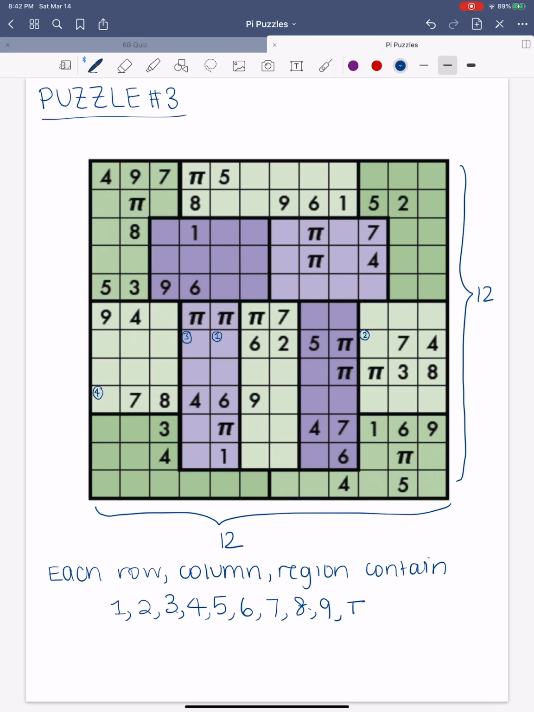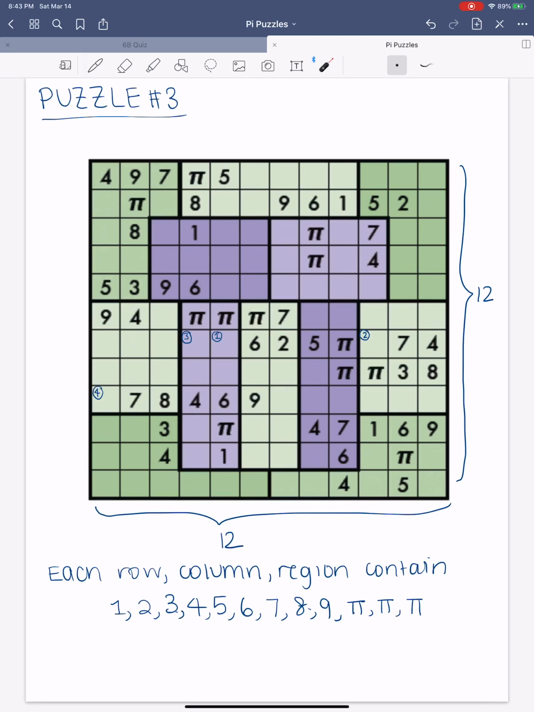And 3 pi's. Pi, pi, pi. Okay, so as an example, if I take a look at the second row, I have 1, 2, 3, I guess, still has to go in somewhere. I don't have 4 yet, and so on. And I also only have 1 pi, so I have to fill in 2 more pi's in this row.